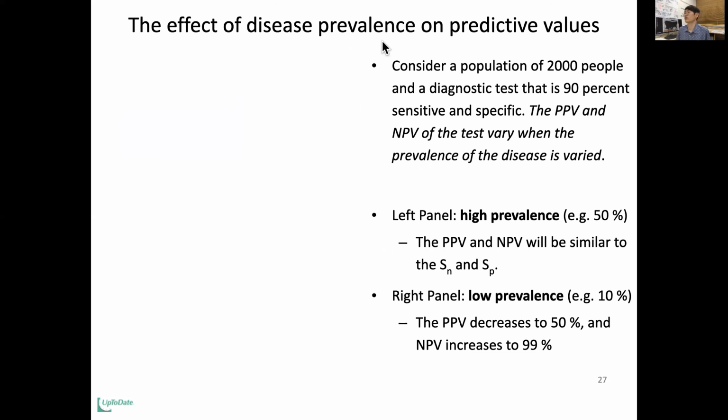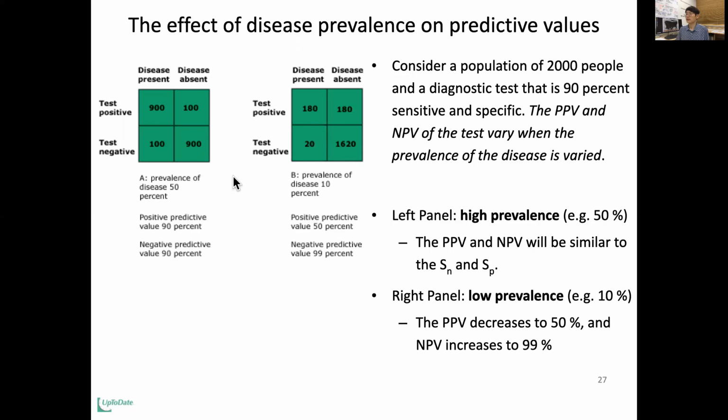So, the effect of disease prevalence on predictive values. The best way is to use an example. Let's say there is a village with a population of 2,000 people and a diagnostic test. Usually tests are pretty good, like 90% sensitive and 90% specific. In this case, the positive and negative predictive values will vary when the prevalence of the disease is varied. Let's see what this means with an example. Here, in total it's all 2,000 population. However, the disease has 1,000, no disease 1,000.